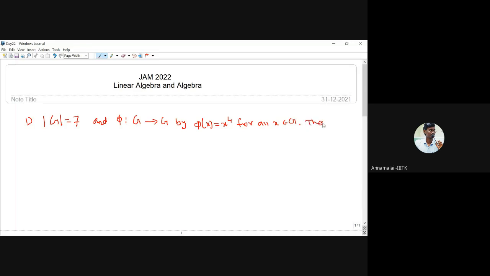Then pi is, so first option is not 1 to 1. Second option is not onto. Third option, not a homomorphism. And then the fourth option is 1 to 1, onto and homomorphism.